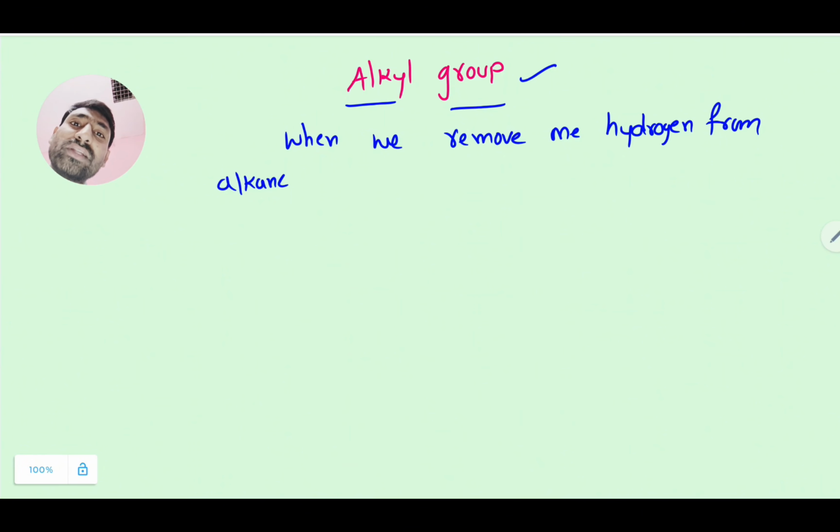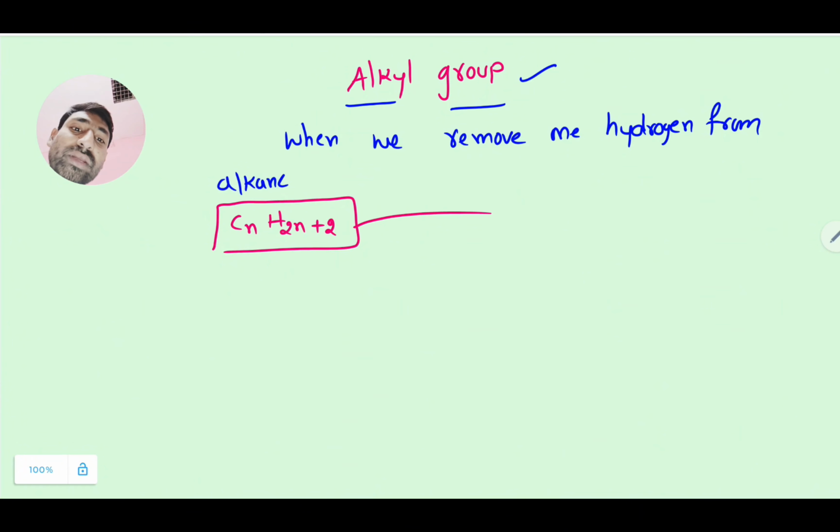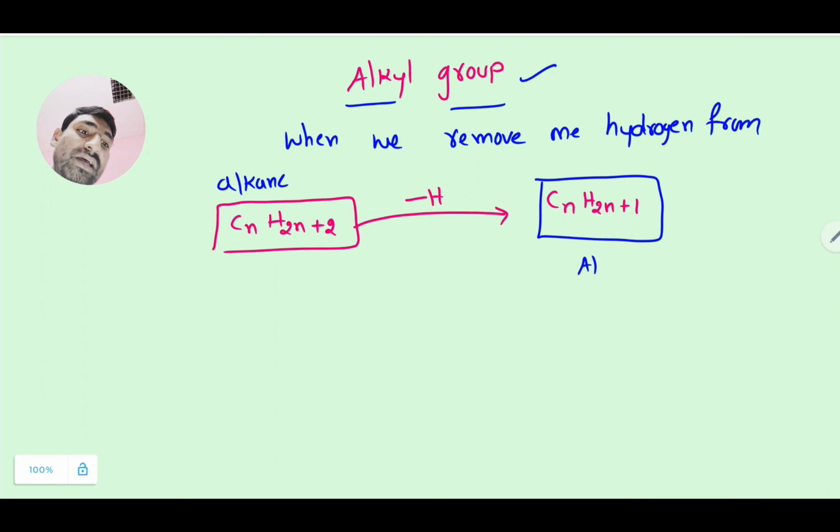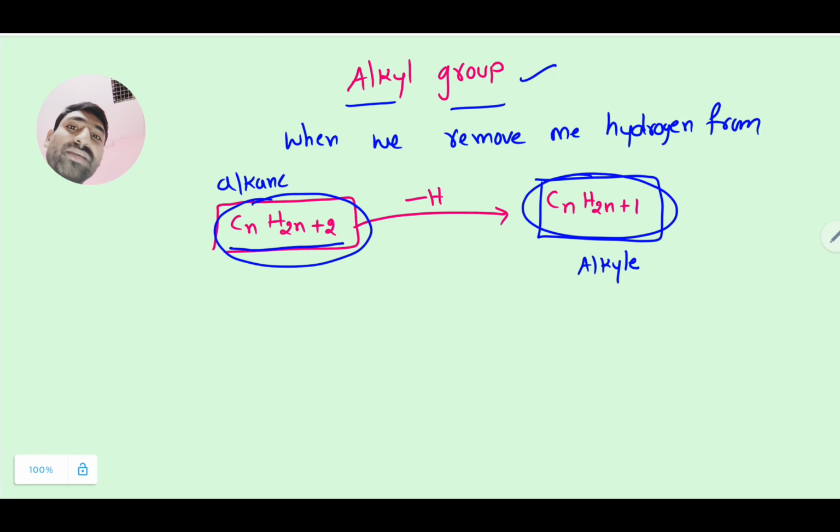Now I want to go further. We know that the general formula of alkane is CnH2n+2. If we remove one hydrogen from this, we will get CnH2n+1 after removing one hydrogen. Now this is called alkyl. This side is called alkane. Now this is called alkyl group, guys.